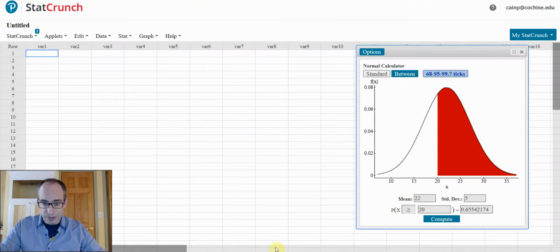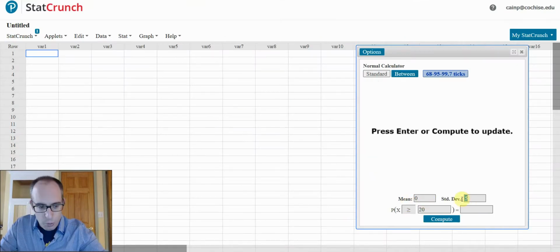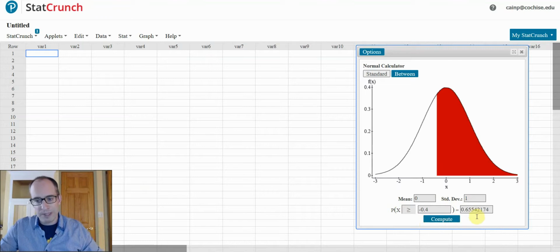If I go back to StatCrunch, I would have to change my mean to 0 and standard deviation to 1, because we're talking about a standard normal distribution now. And then I need my cutoff to be negative 0.4. If I compute, it's the exact same number, 0.6554. So sure, it does work.